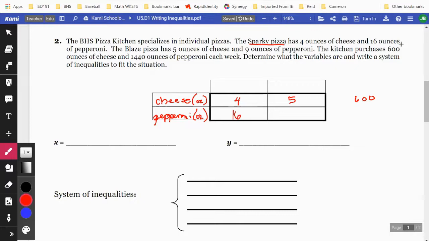So it looks like one of our variables is going to be the number of Sparky pizzas that the kitchen can make. So that's going to make our other variable the number of Blaze pizzas.